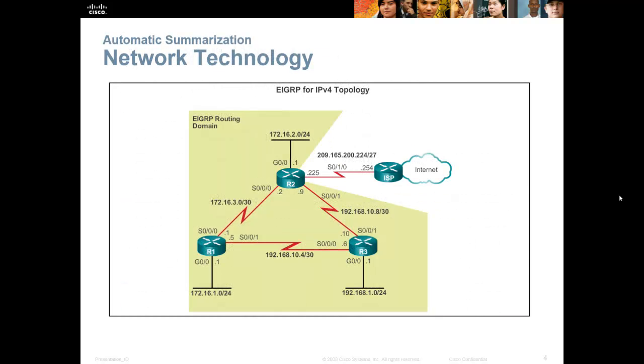Here's our network with the EIGRP. We've got 172.16 on the left side on R1 and R2, and then we have 192.168 on R3 on the right side. So I've got 192.168 on this side, and then 172.16 stuff over here, and then I've got an external source to go out.